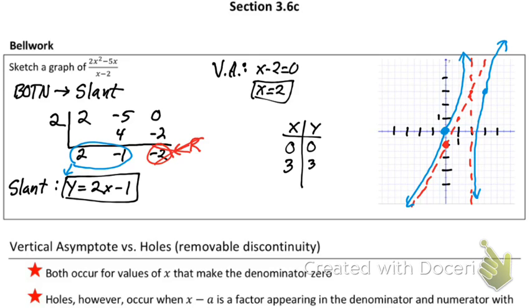Yeah, Fatima. 43. It's the special case one. So the denominator in 43 could be rewritten as x minus 1 times x minus 1.